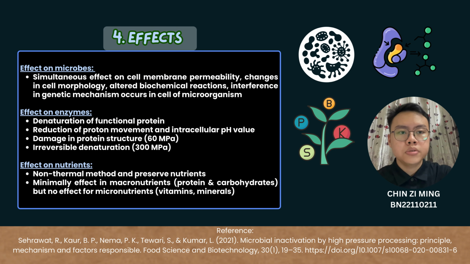High pressure processing contributes to three different effects, on microbes, enzymes, and nutrients. For the effect on microbes, the pressurization causes interruption in nutrient transportation and respiration of the microbes due to alteration in cell membrane permeability, which leads to a lack of nutrients in the cell, and finally cell death can occur. For the effect on enzymes, it will also cause denaturation of functional protein, which reduces the movement of protons and thus reduces the intracellular pH value. At 60 megapascal, it will cause damage in protein structure, while at 300 megapascal, it will cause irreversible denaturation. Hence, it is efficient in microbial inactivation.